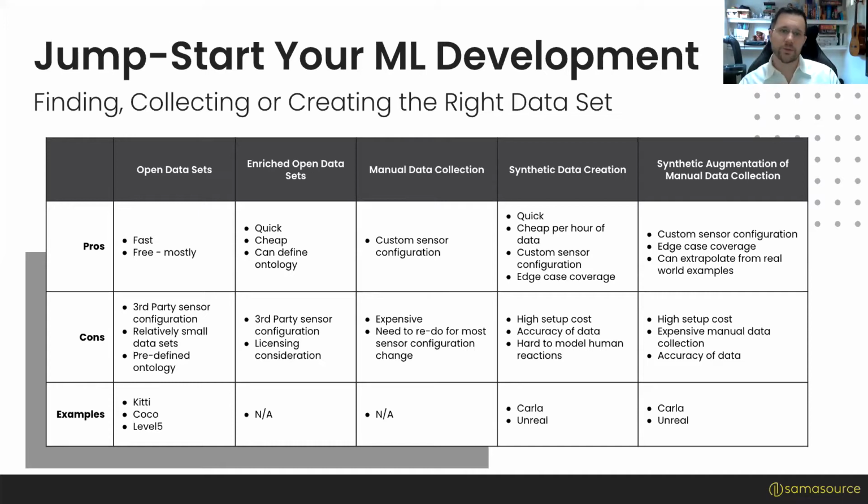Next is this concept of enriched open data sets. This is where you might take an open data set that already exists and have it further annotated, or annotated again, to match your ontology. Data collection is actually quite expensive, but you could take an open data set and have it relabeled or re-annotated. This is relatively quick and relatively cheap. You can define the ontology and the labeling annotation instructions.